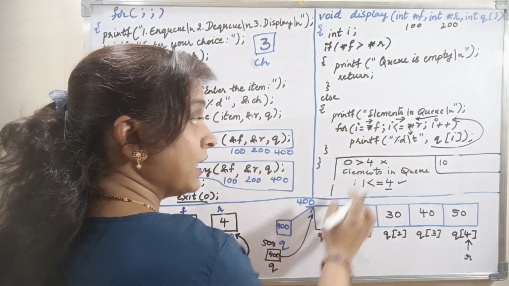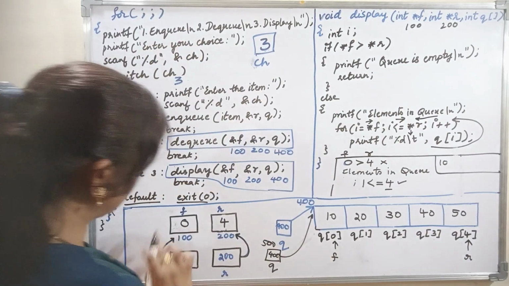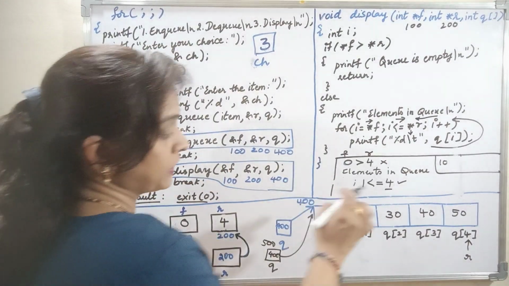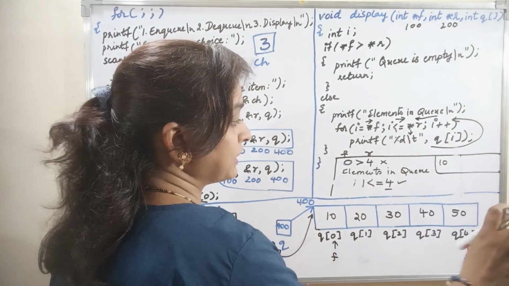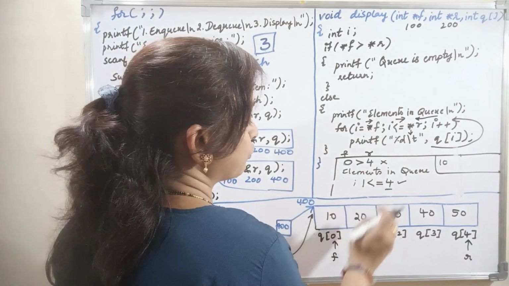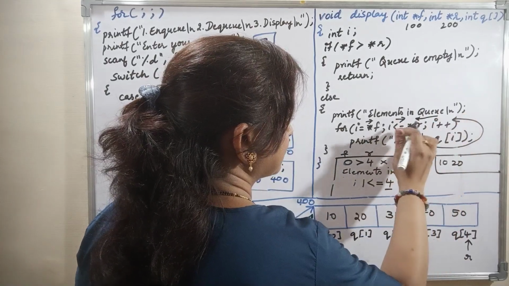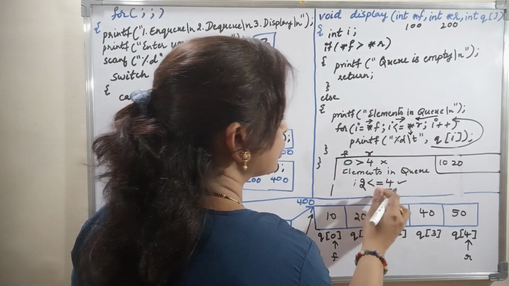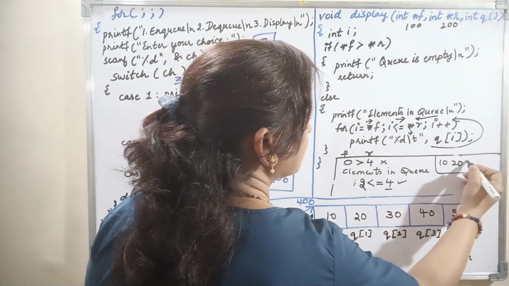F is 0 only and this is f and this is r. F is 0 and r is 4. So these two are fixed here. So within this bound we are going to print the elements. So 1 less than or equal to 4, I will traverse q of 1, I will print 20. Again loop back, I plus plus, check the condition. It becomes 2. 2 less than or equal to 4, yes. Print q of 2, I will print 30.